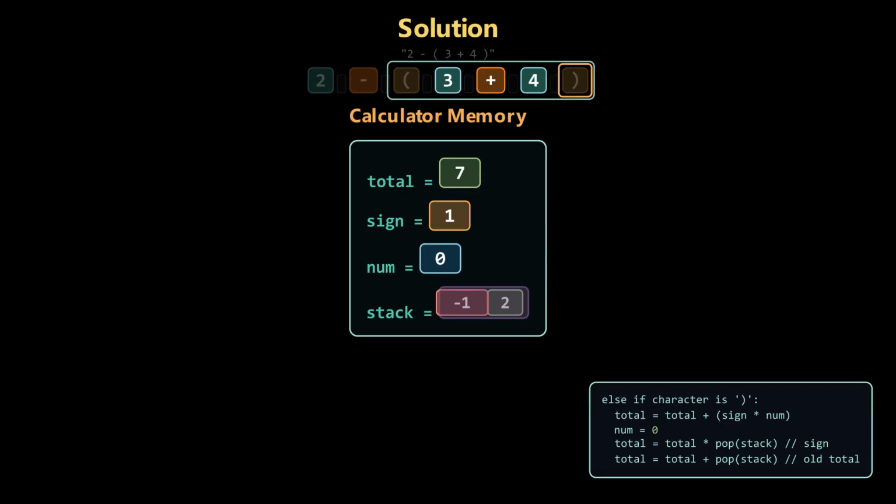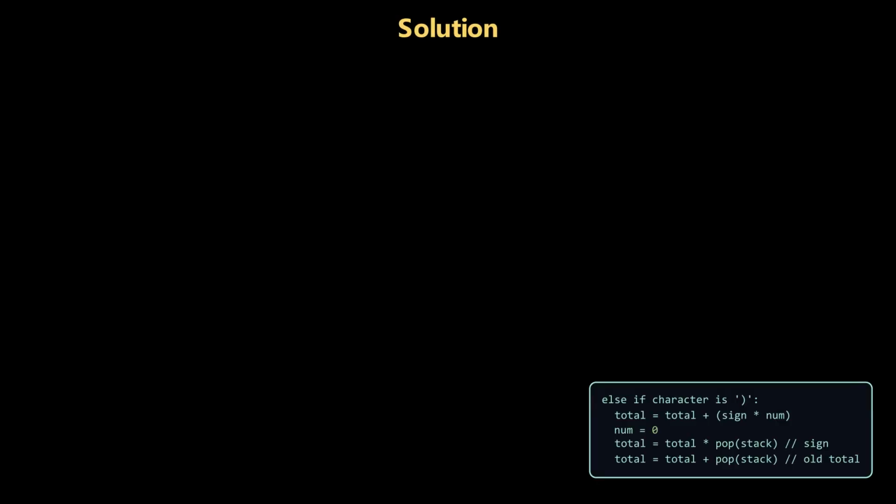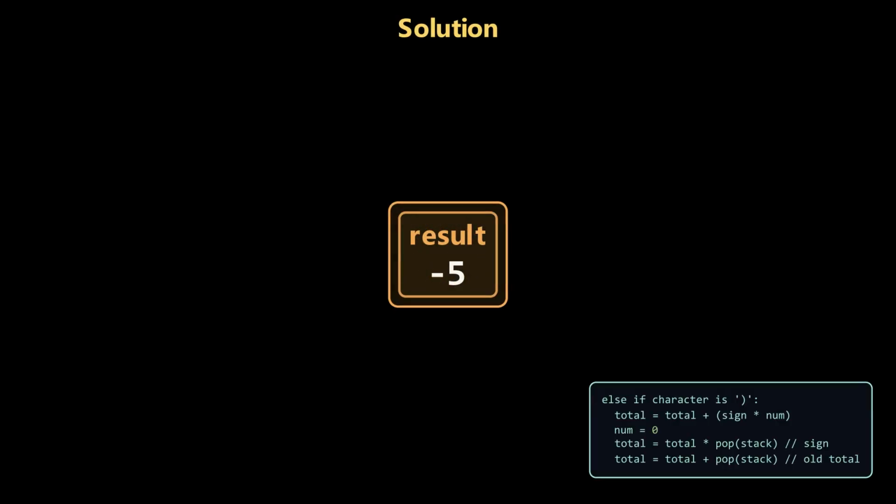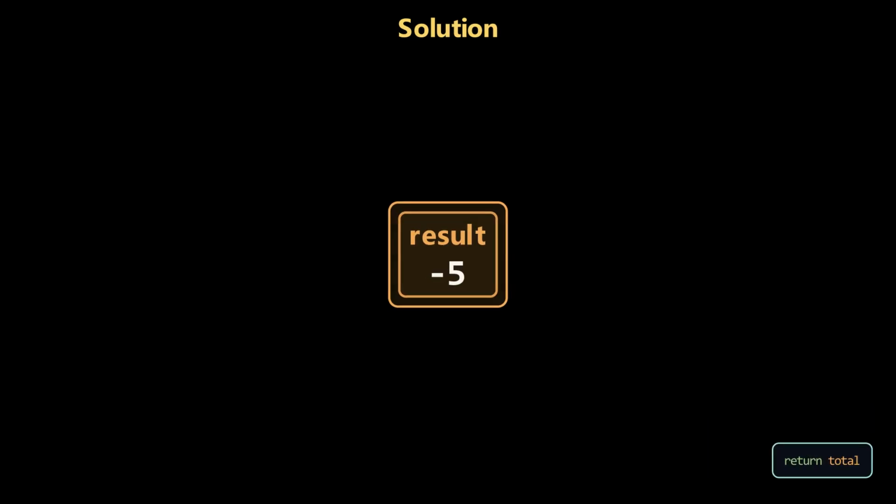Next, we restore our history. We pop the sign multiplier off the stack and multiply it by our result, giving us -7. Then, we pop our historical total of 2 off the stack and add it to our value. Our current total updates to -5. We have reached the end of our string. With all characters processed, our running total holds the final correct mathematical answer. We return our result, having evaluated the expression flawlessly in a single linear pass.